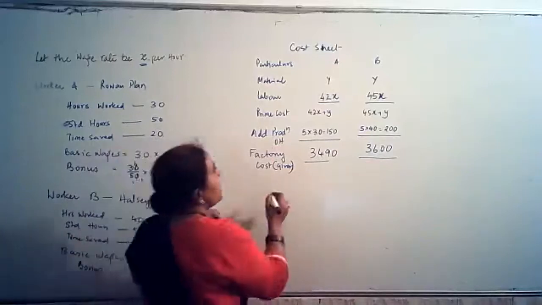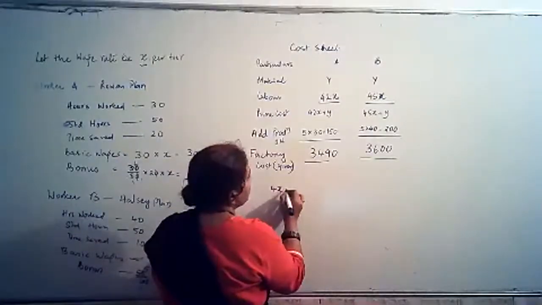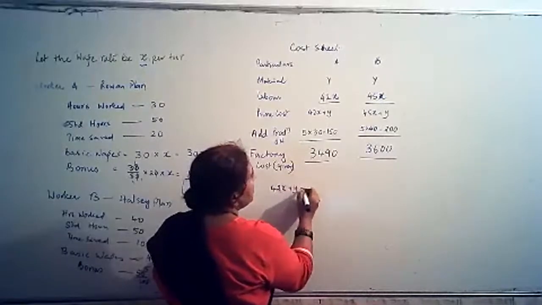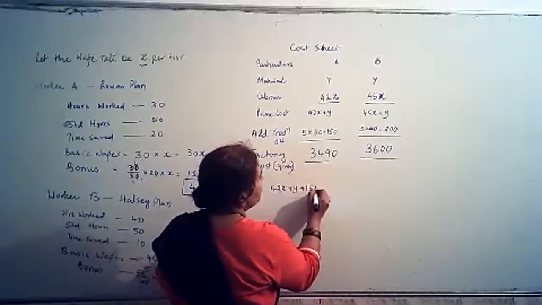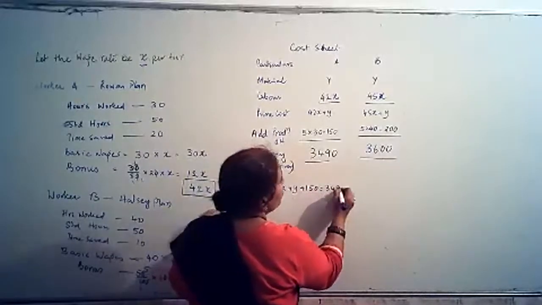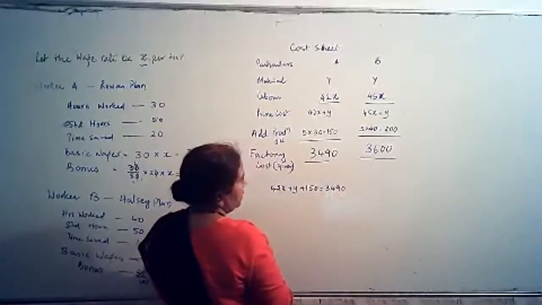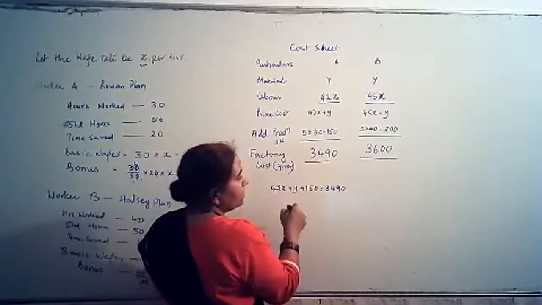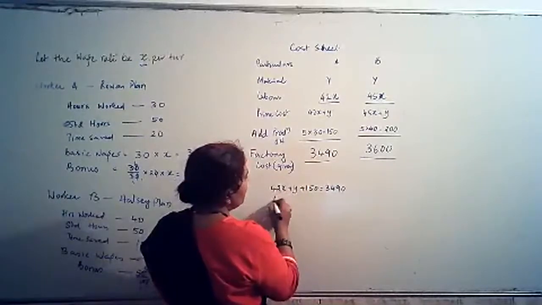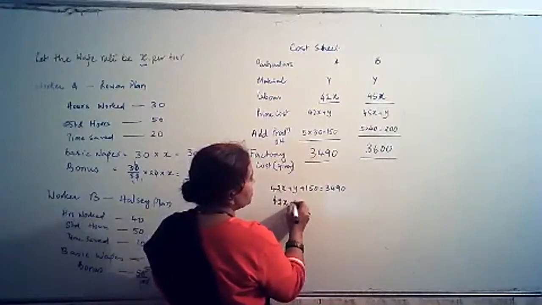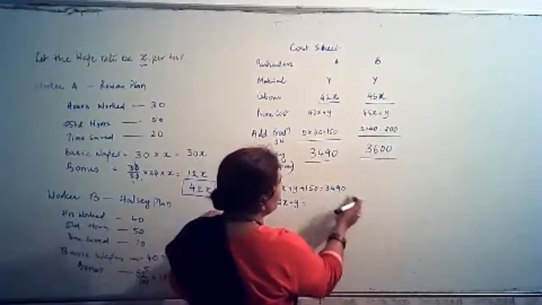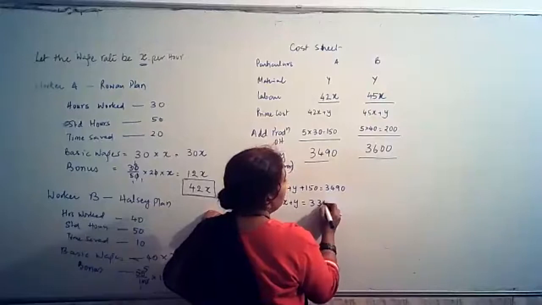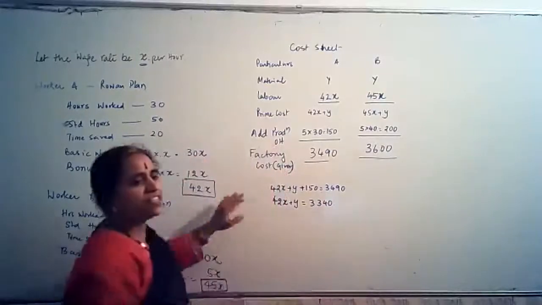So the first equation I have is 42x plus y plus 150 is equal to 3,490. So I will simplify this particular equation. So my equation will be 42x plus y is equal to, if we take this 150 to the other side, we subtract 150, so 3,340. This is the first equation.